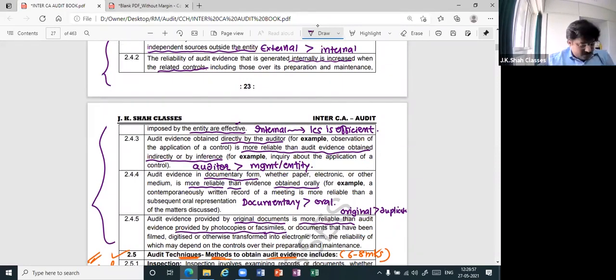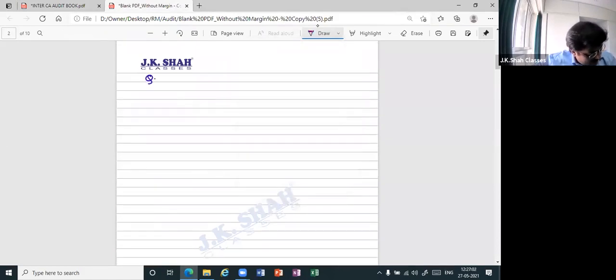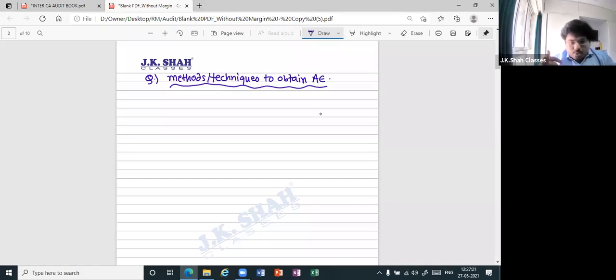Come on, listen. Next thing that we need to know is there are certain methods, there are certain techniques in order to obtain audit evidence. So, what are the methods or techniques in order to obtain audit evidence? What all can the auditor do to get audit evidence? Now, very simple it is, not difficult. Just focus, you will learn. First, I will list all the methods.